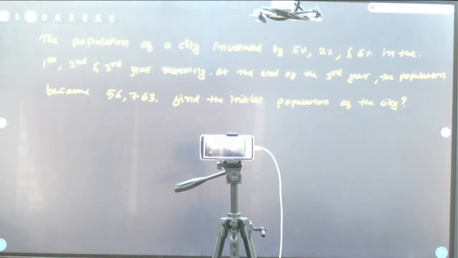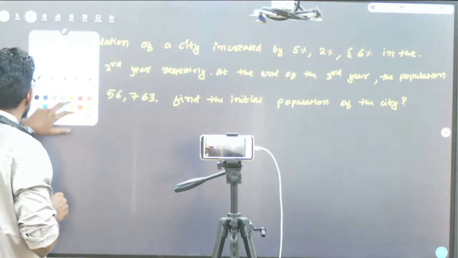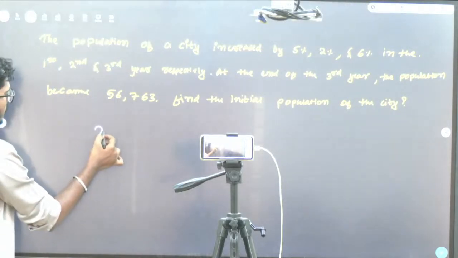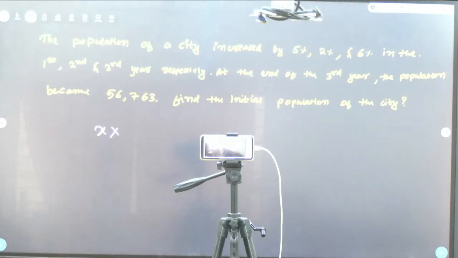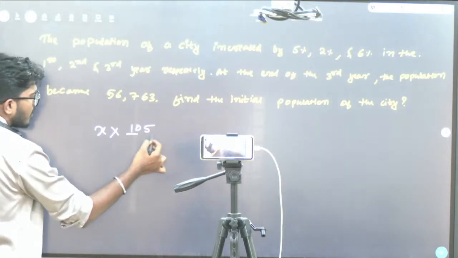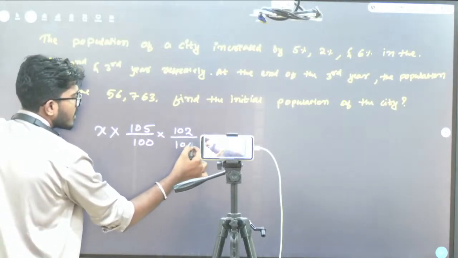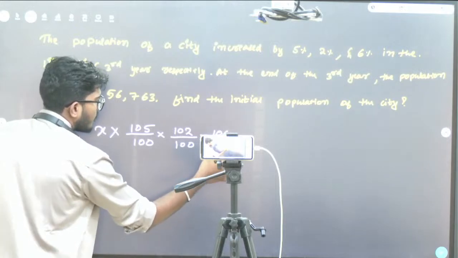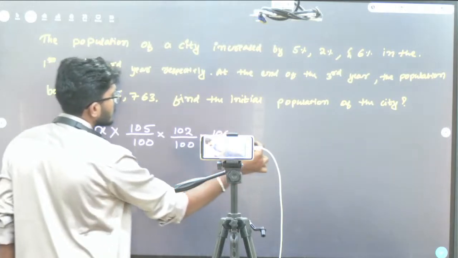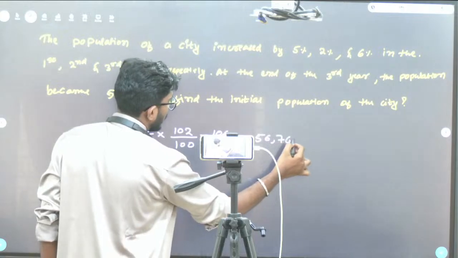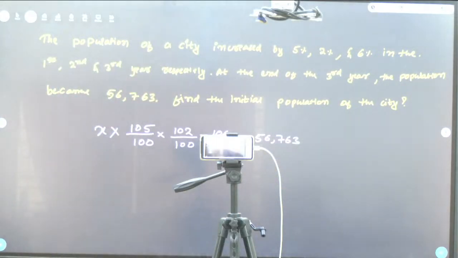Let us consider the initial population is X, and the first year increases 5%, the second year 2%, and the third year 6%. So directly write it. The present initial population is X. First year, how many percent increases? 5%, which means 105 divided by 100. Second year, 2%, 102 by 100. Third year, 106 by 100. At the end of the third year, you have 56,763. Now calculate here. Cancel.